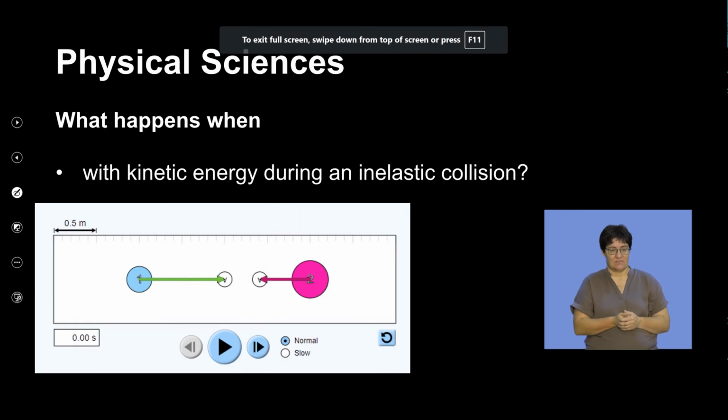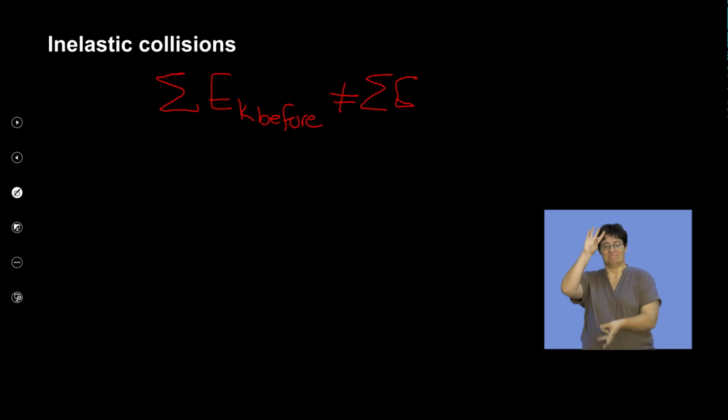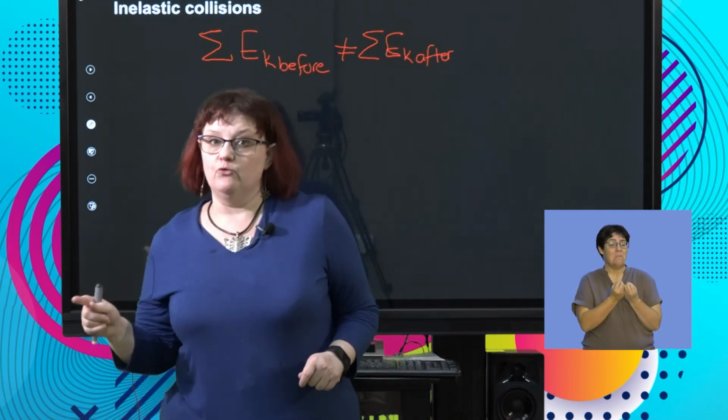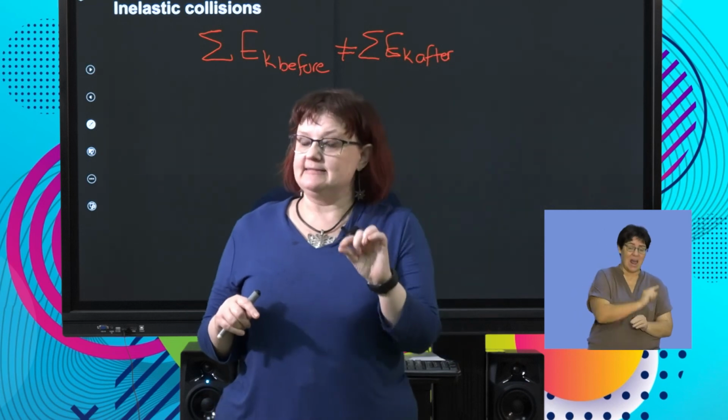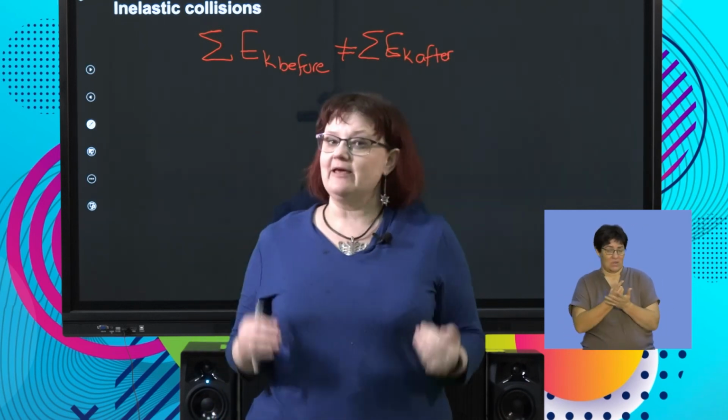So let's go here. When we have an inelastic collision, this is the concept. Kinetic energy before is not equal to the sum of the kinetic energy after. Now here we need to be careful. Most of the time, the kinetic energy before will be smaller than the kinetic energy after. It's not always the case, so I can't say bigger than or equal to.